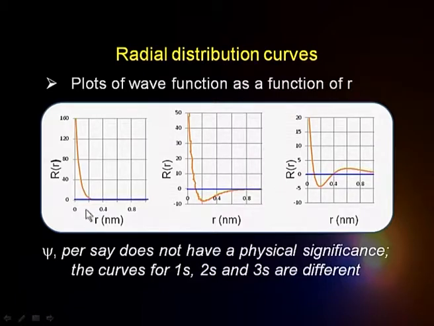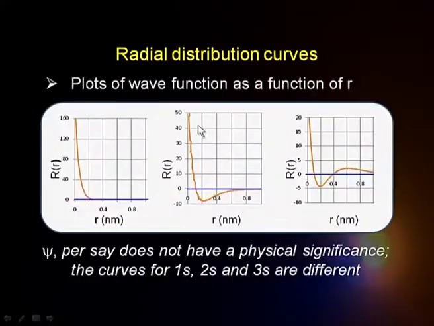For the 1s orbital, this is my distance r. At 0 there is the nucleus. As we move away from the nucleus, what is happening? Very close to the nucleus, the wave function has a very, very large value, and as I move away from the nucleus, the value decreases very sharply, exponentially, and very soon comes down close to 0 and continues thereafter. That is what happens in the case of the 1s orbital.